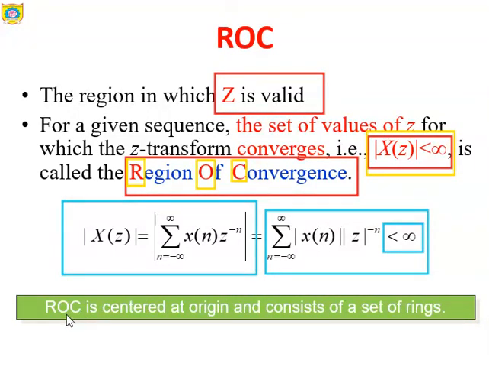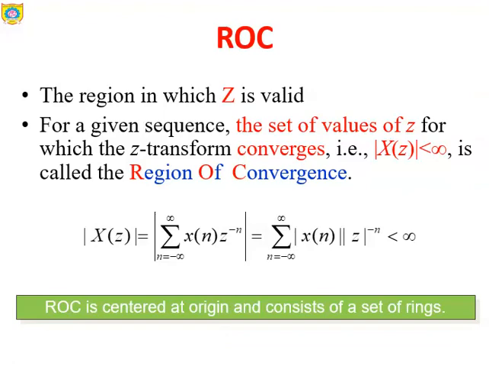The ROC is normally given with the statement that the ROC is centered at the origin and consists of a set of rings. In the next lecture we will see further details of the ROC, as well as how it affects the stability and the causality of the system.